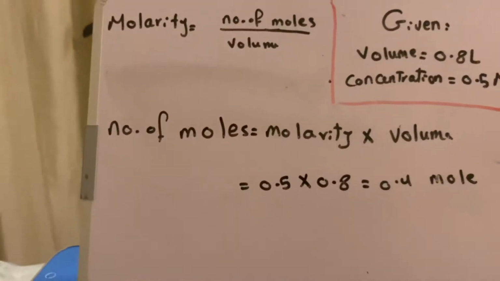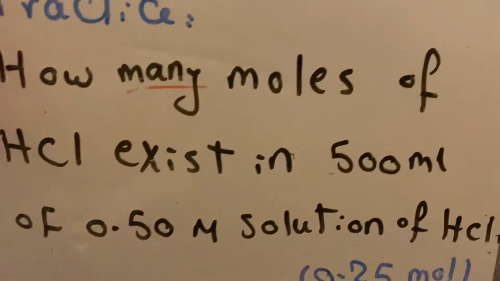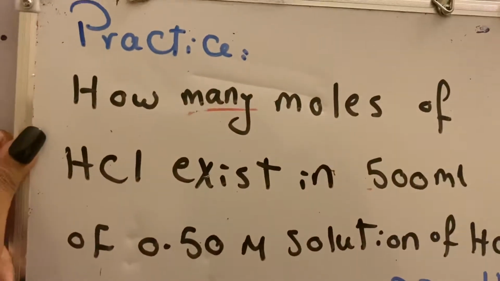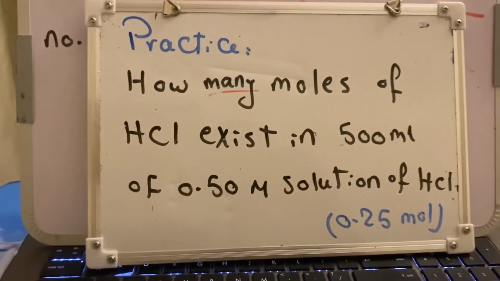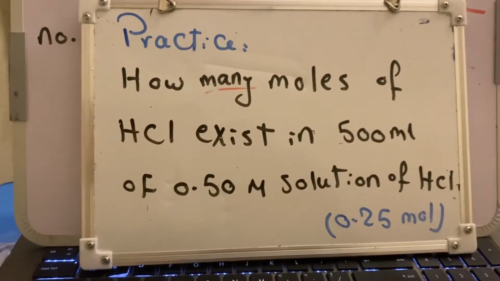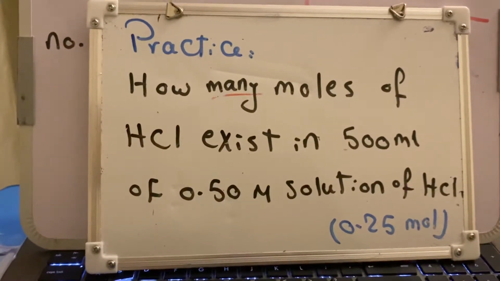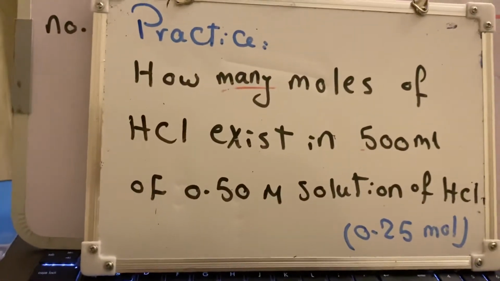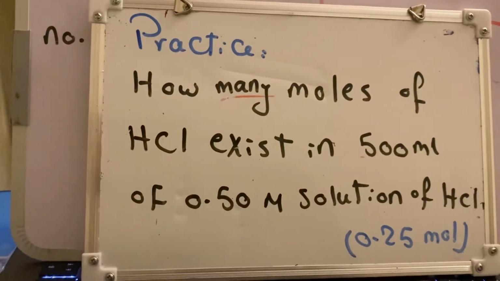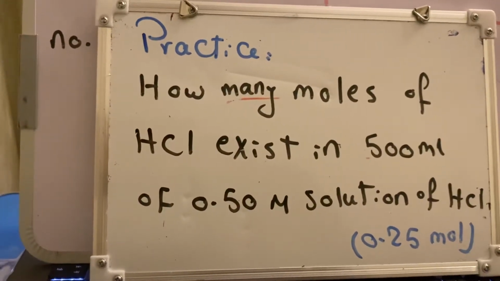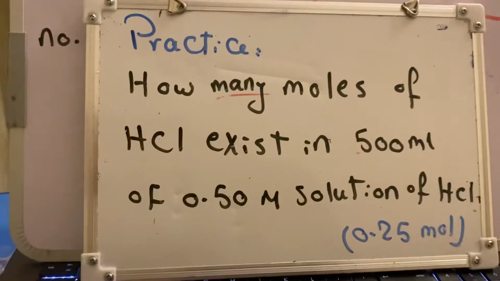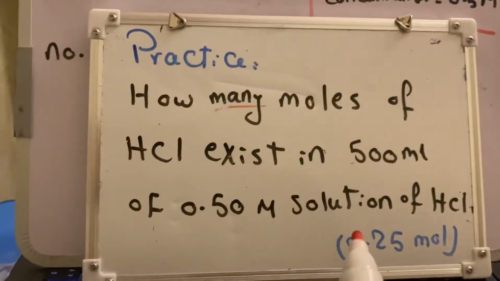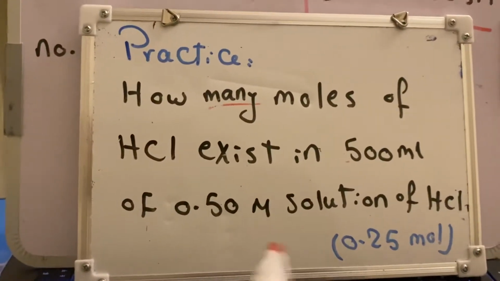And right now I'll give you a sample problem and try to solve it by yourself. How many moles of HCl exist in 500 milliliters of a 0.5 molar solution of hydrochloric acid? So the volume is given but in milliliter, and the concentration is given, and you have to find out the number of moles the same way. The final answer should be 0.25 mole. This is the final answer. So try to solve the problem and check your answer.